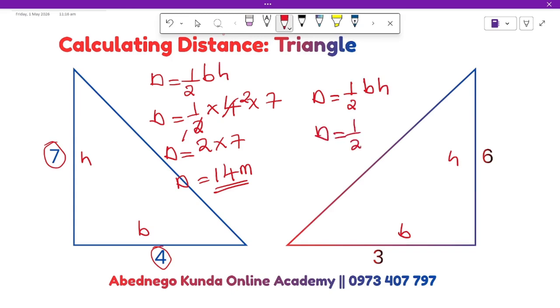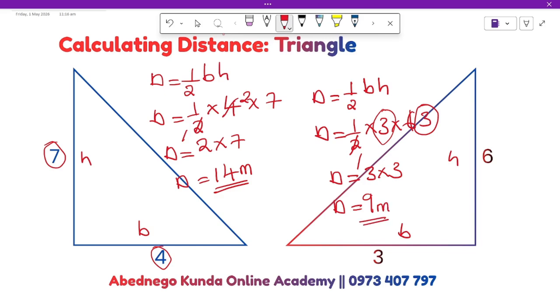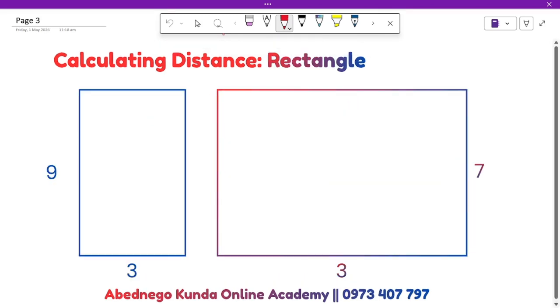So 1 over 2 times b, which is 3, times h, which is 6. So again here you can say 2 there 1, 2 there, that's a 3. So meaning distance will be equal to 3 times 3. This 3 here times that 3 there. So meaning distance is going to be 9 meters. And we are done. So that's how we calculate distance for a right angle triangle. We proceed to a rectangle.